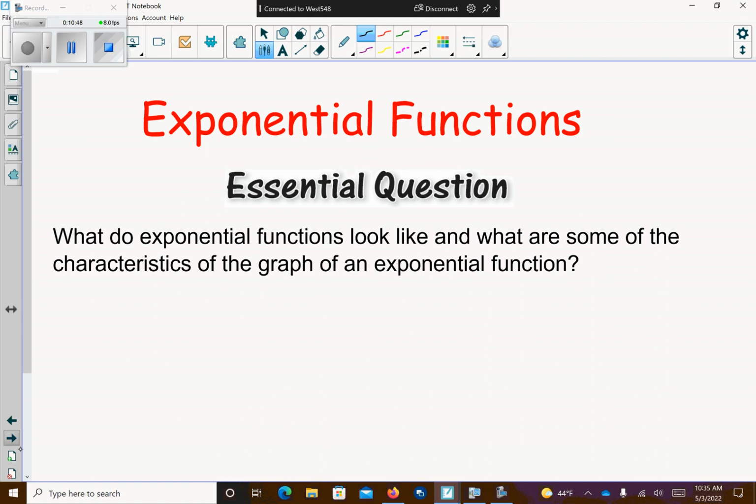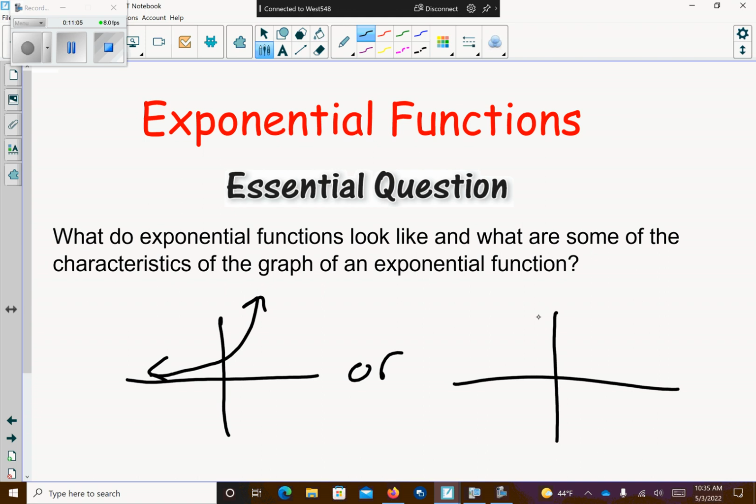So, the essential question, exponential functions on page 195. What do exponential functions look like, and what are some common characteristics of the graph? This is what an exponential function basically looks like. You could have something that looks like this, or you could have something that looks like this. Now, there are some other variations that do take place. We could have something that looks like this. We could have something that looks like this. These are all kind of what an exponential function is. It's something that kind of curves up or curves down. Okay?